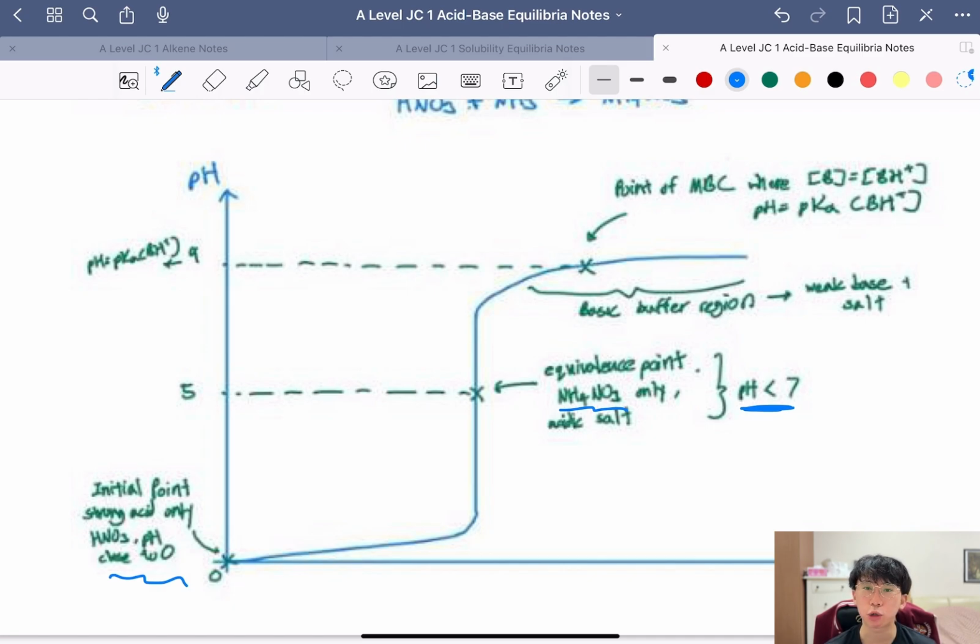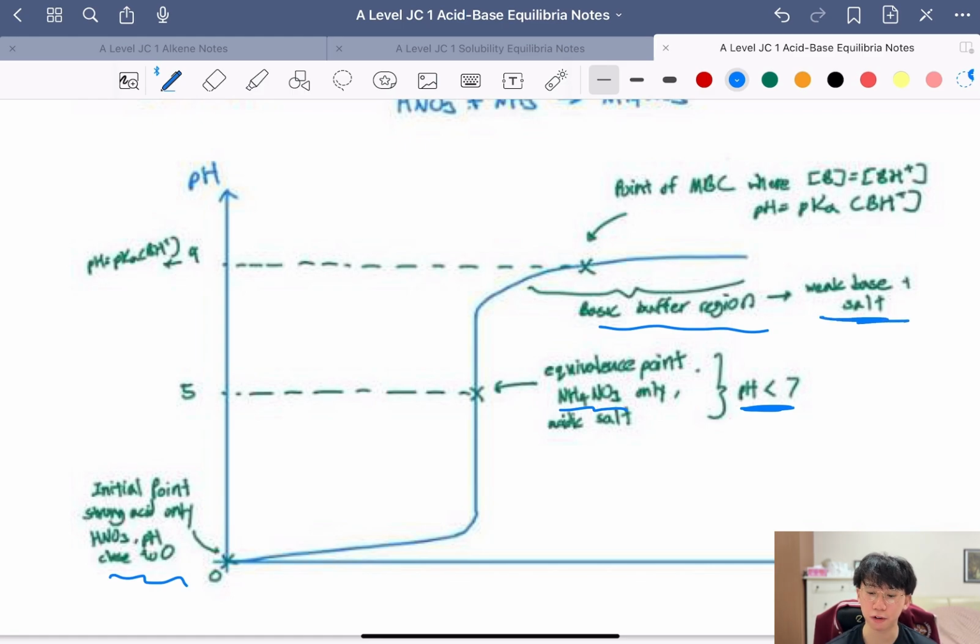And then, after equivalence point, we have excess NH3 added. And because NH3 is a weak base, the pH is not just going to shoot up all the way to 13 or 14, it's actually just going to stay at around 9. And there's going to be a basic buffer region, where you have a weak base plus a salt.